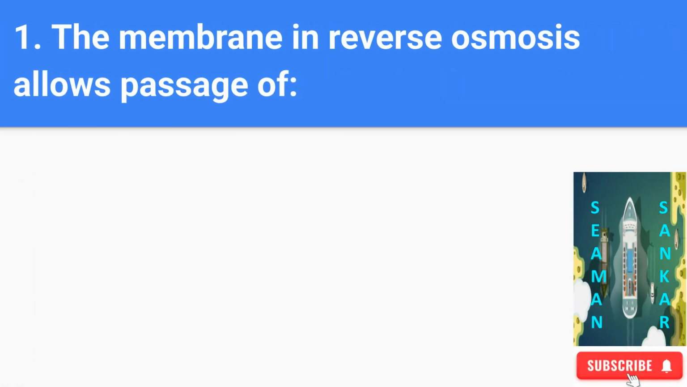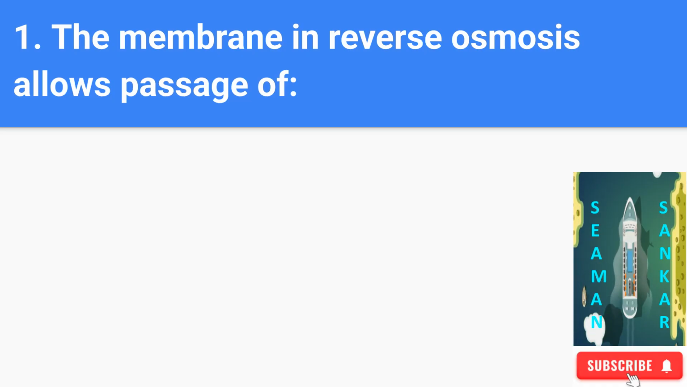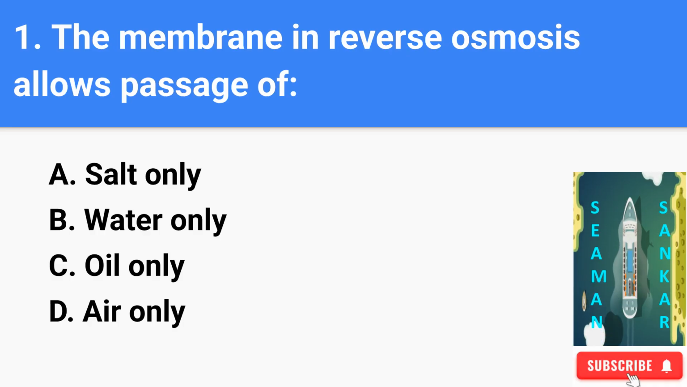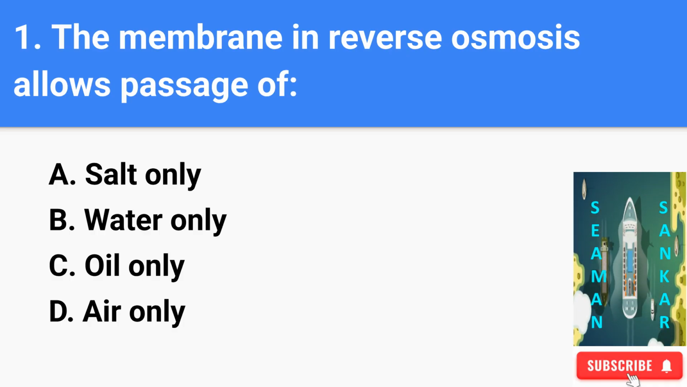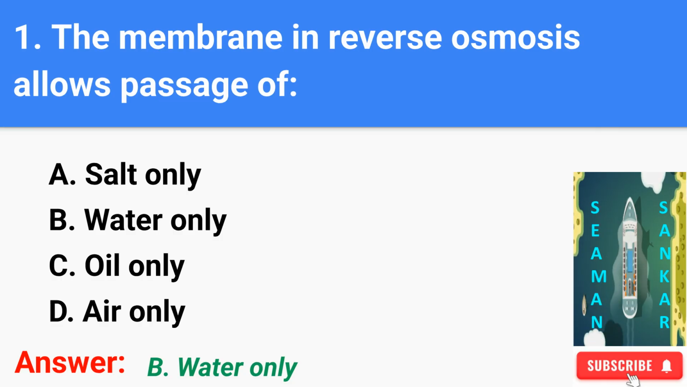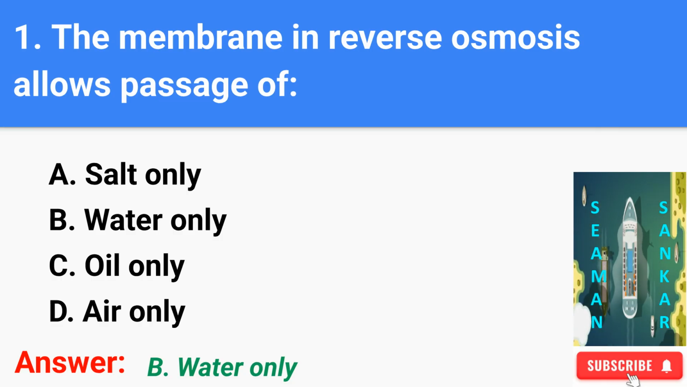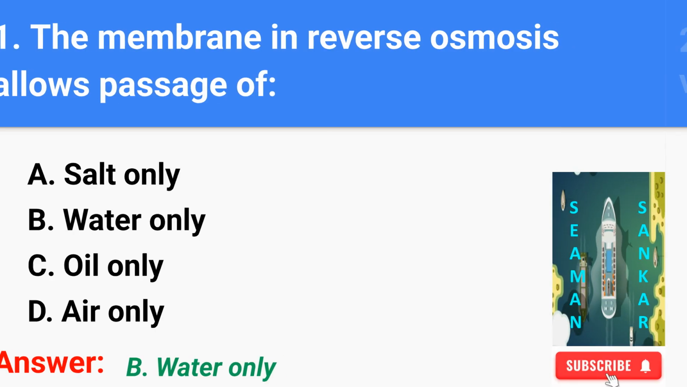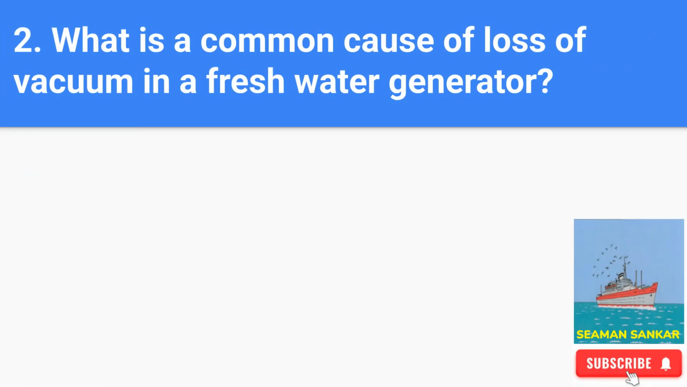Question 1. The membrane in reverse osmosis allows passage of A. Salt only, B. Water only, C. Oil only, D. Air only. The correct answer is B. Water only. The reverse osmosis membrane is designed to selectively allow water molecules to pass, while rejecting most salts and other contaminants.